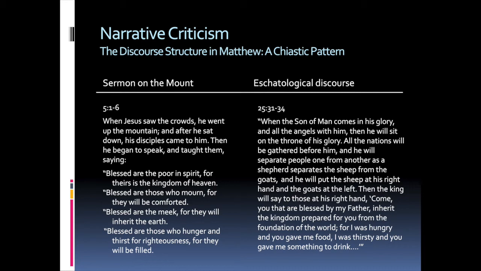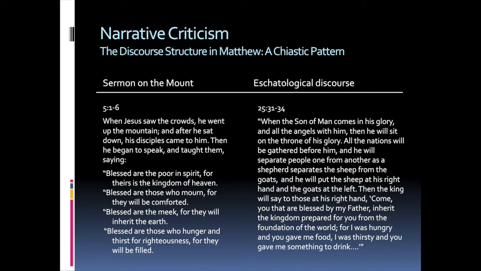On the right side, we have the final judgment scene. We have the Son of Man coming in glory for the final judgment. And he separates the sheep from the goats. The sheep are those who are blessed. All right, there's our language of blessing or beatitude again. It's time for the reward. And why do they get the reward? Because when this Son of Man says, "He was hungry, you gave me food. When he was thirsty, you gave me drink."